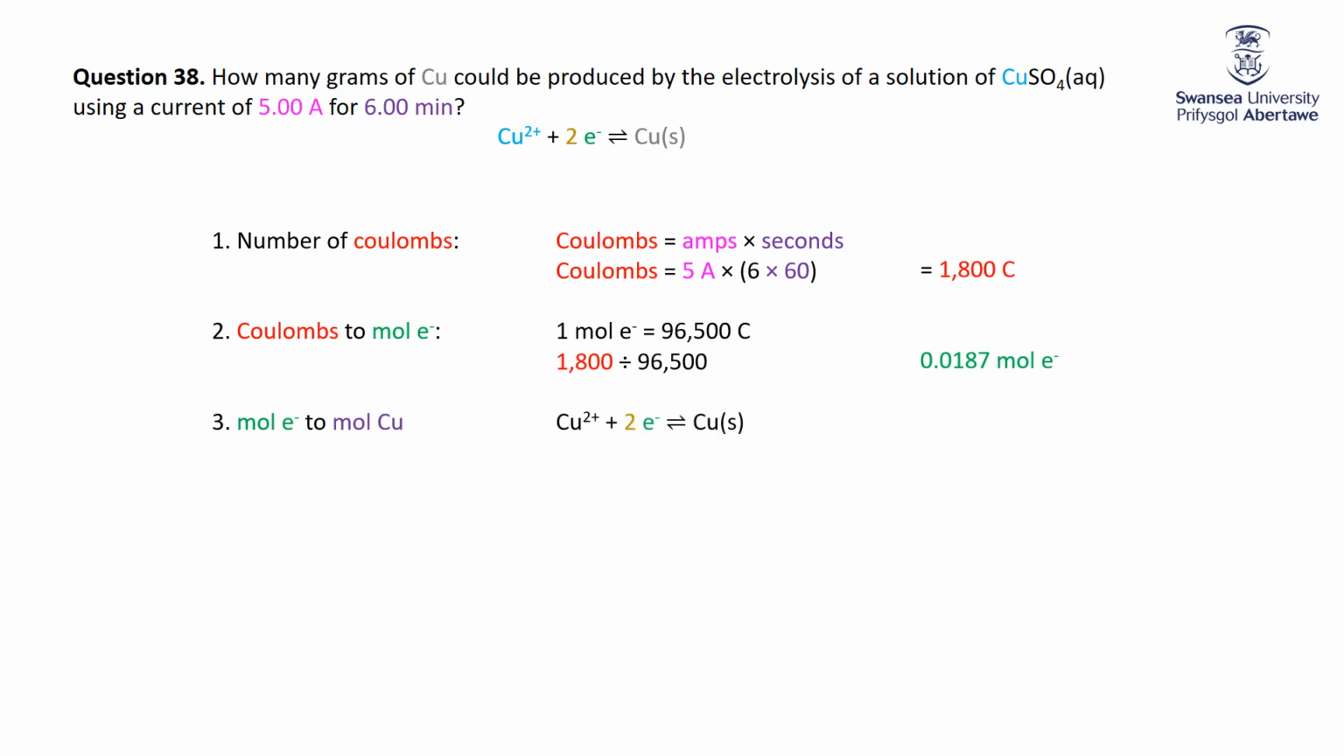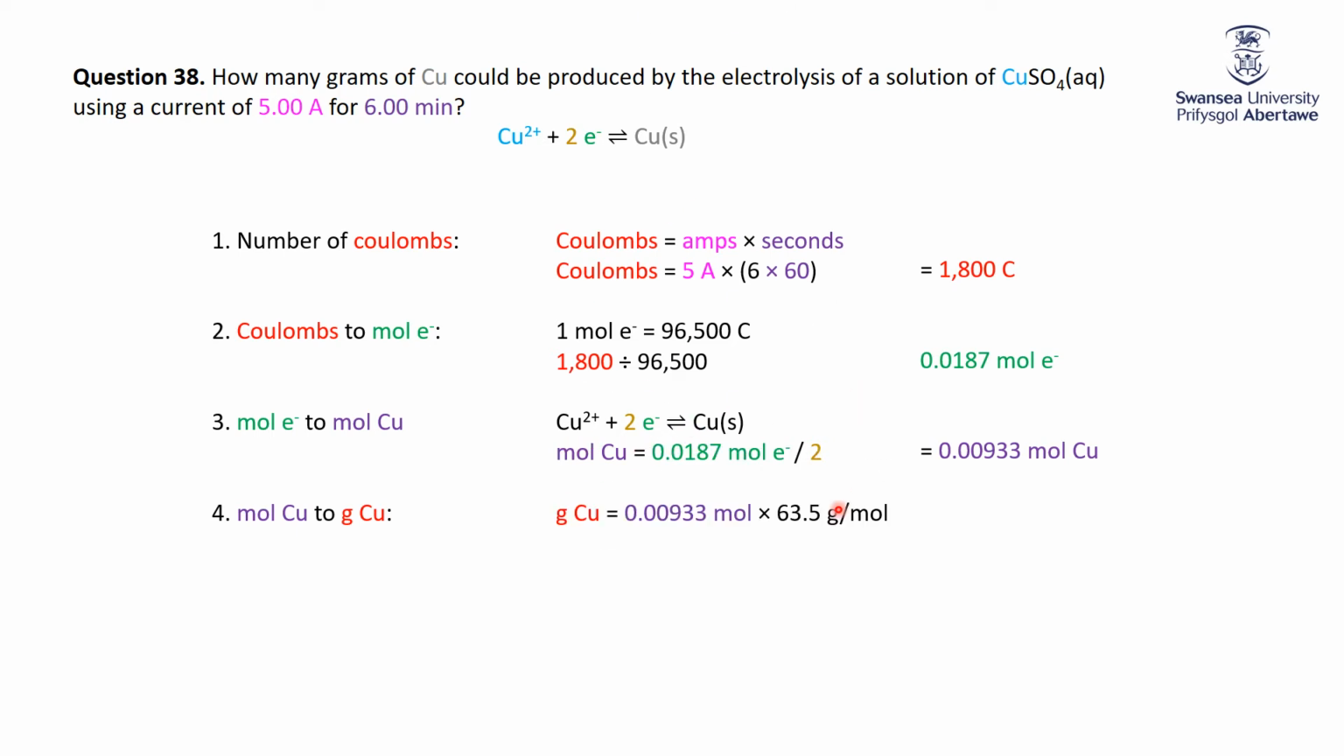So we can do that conversion quite happily. Copper 2+ plus 2 electrons reversibly goes to copper. So therefore we've got 0.018 moles of electrons, but we need 2 electrons for every copper. So the moles of copper we'll make is 0.0187 divided by 2, which is 0.00933 moles of copper. And then finally, going from moles to grams, something you're absolute world experts at, multiply the moles by the molar mass, which is 63.5 grams per mole, to give us 0.592 grams of copper. Piece of cake, I hope you would agree.